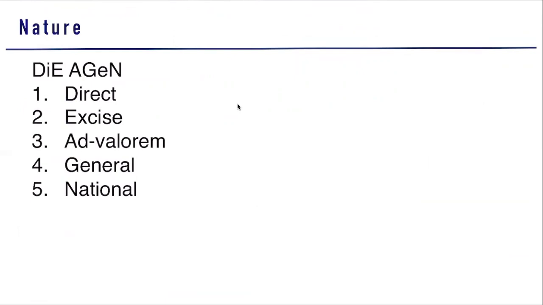Our mnemonic here is DEAGN. First, we have direct. When we say direct, the burden and the incidence rest on one person, and that is the income earner. So whoever earns the income has the burden to pay the tax.